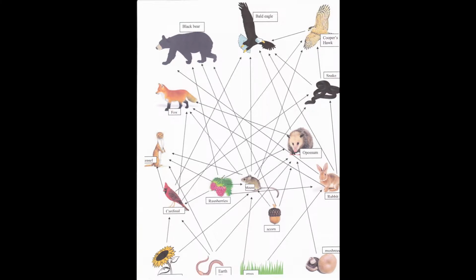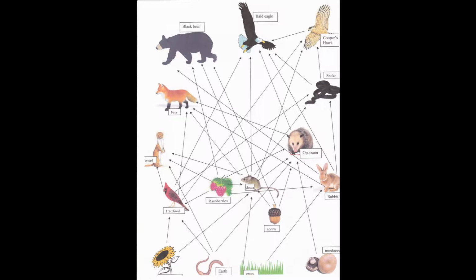This is our food web for a deciduous forest. It shows consumers, producers, detritivores, and decomposers. The producers are the sunflower, the grass, the acorn, and the raspberries. The consumers are the mouse, cardinal, black bear, fox, weasel, Cooper's hawk, opossum, rabbit, snake, and bald eagle. The decomposer is the mushroom, and the detritivore is the earthworm.